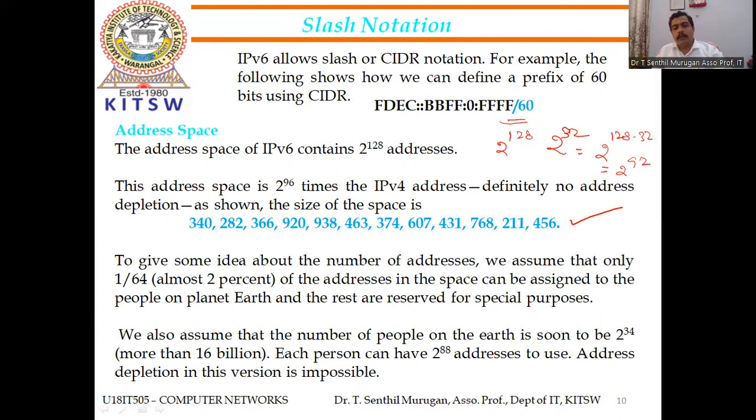Okay. So if we have these many addresses, what is the meaning of that? The entire world, like on Earth, the people have maximum 16 billion. That means 2 power 34. If 2 power 34, then the remaining 2 power 88 addresses are there. So each person can use 2 power 88 addresses. So there is no depletion that will come. Okay.